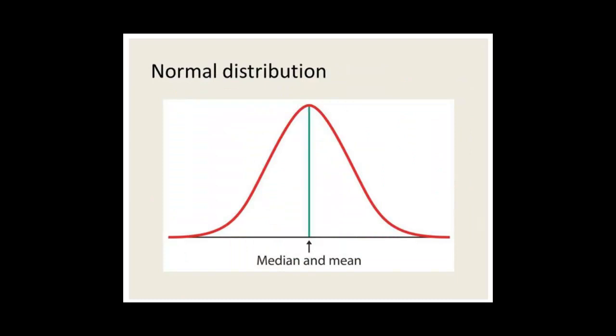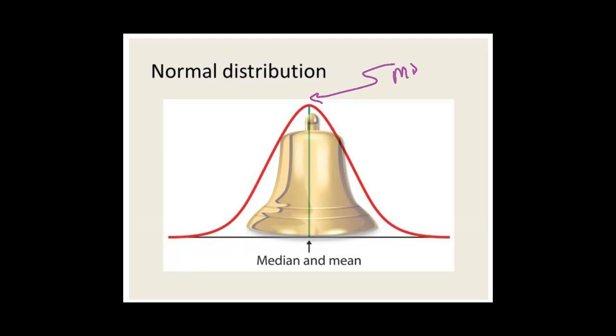When the median and the mean, and the mode, if there is one, are all the same value or close to the same value, the distribution is symmetrical. If the symmetrical distribution looks like a bell curve, we call it normal.